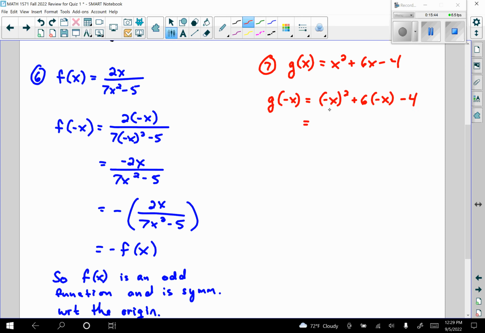So what's going to happen is the first term stays the same. It goes back to x squared. But our second term turns to the opposite, and our last term stays the same. So even if we try to factor out a negative, we would get a negative x squared plus 6x plus 4, and that's not the original. But it's always good to try just in case you're not sure. So we would say this is not equal to g of x. This is not equal to the opposite of g of x. So g of x is neither even nor odd.